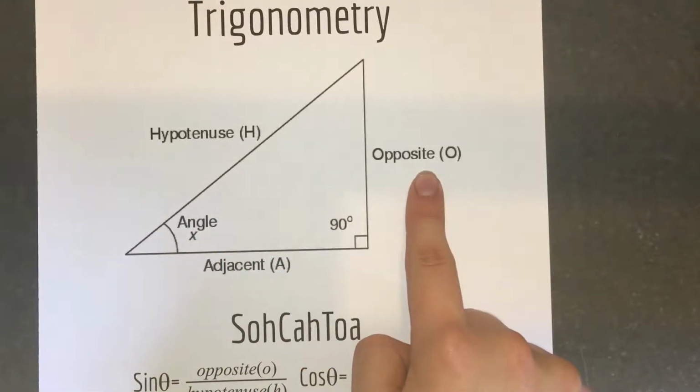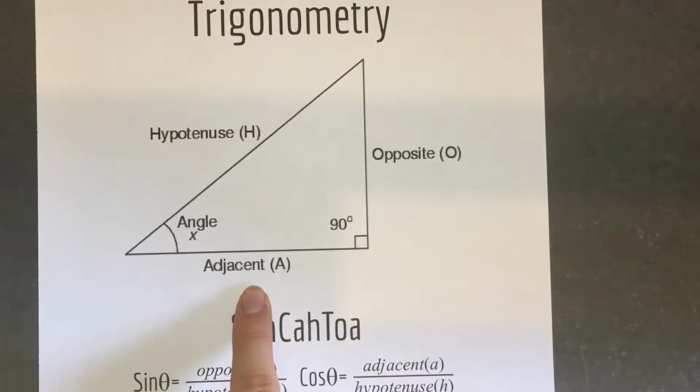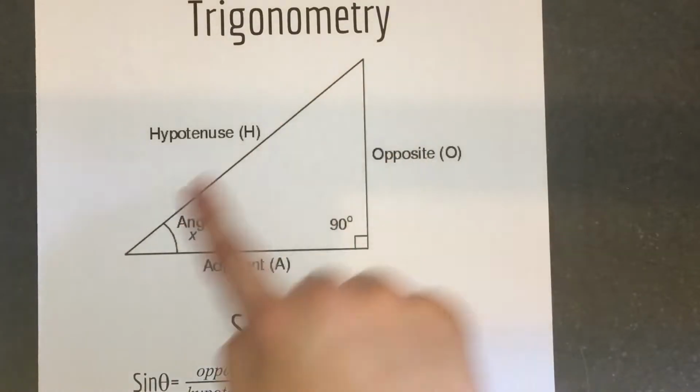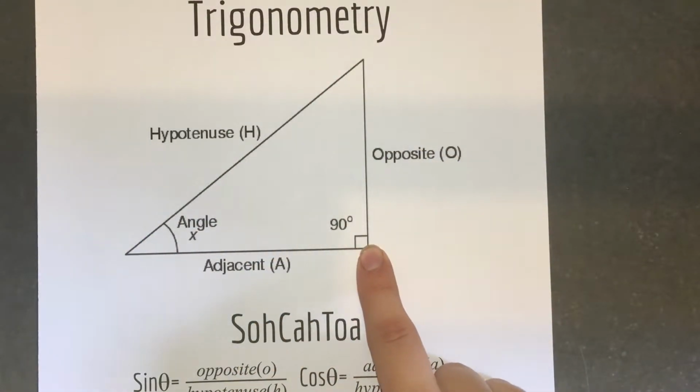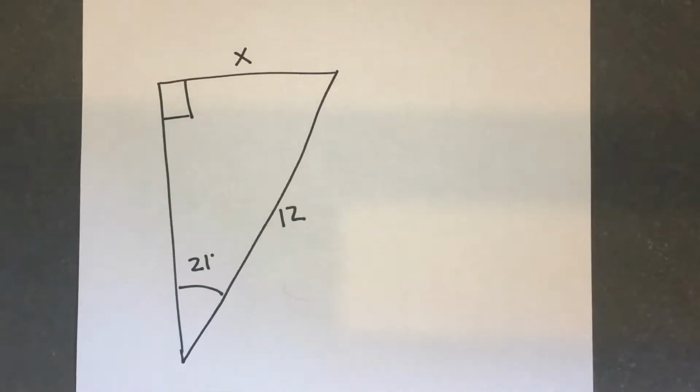This is opposite to it. This is adjacent to it. And then this is the hypotenuse, which is always across from the 90-degree angle in a right triangle. All right, let's get right into it and start with some practice problems.